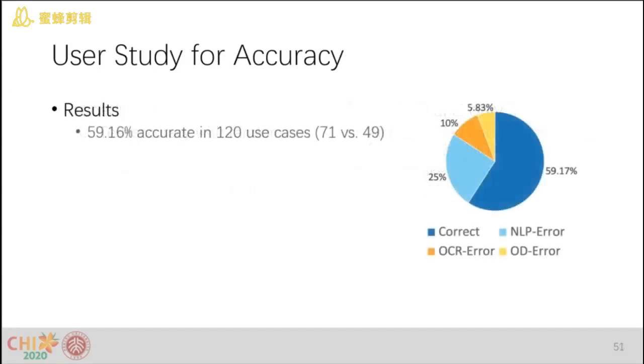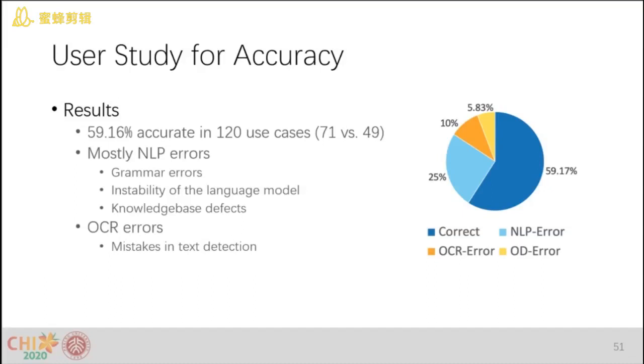The overall accuracy is about 60% for the 112 use cases. We go through all inaccurate cases to find out the causes. It turns out most failures are caused by NLP errors, especially the grammar mistakes made by non-native English speakers. Some others are due to OCR errors, while the object detection works fine.